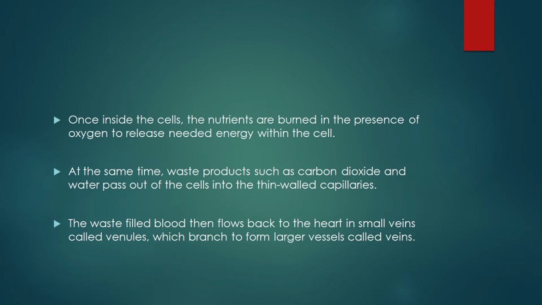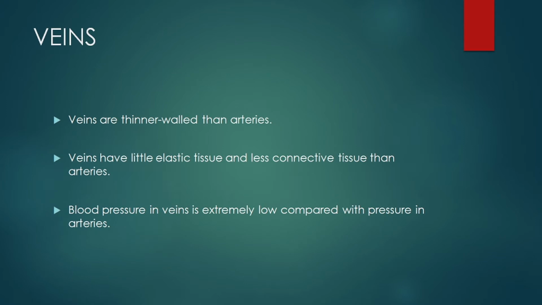Once inside the cells, the nutrients are burned in the presence of oxygen to release needed energy within the cell. At the same time, waste products such as carbon dioxide and water pass out of the cells into the thin-walled capillaries. The waste-filled blood then flows back to the heart in small veins called venules, which branch to form larger vessels called veins. Veins are thinner walled than the arteries.